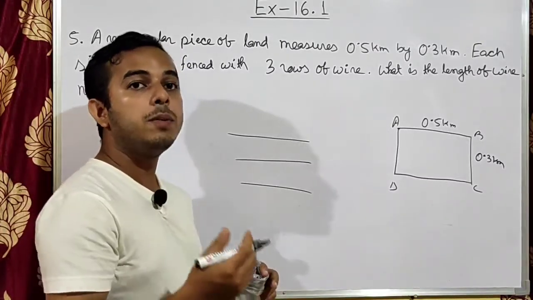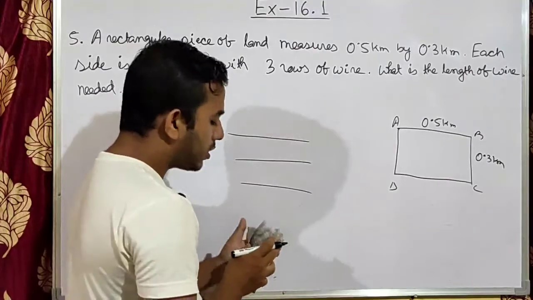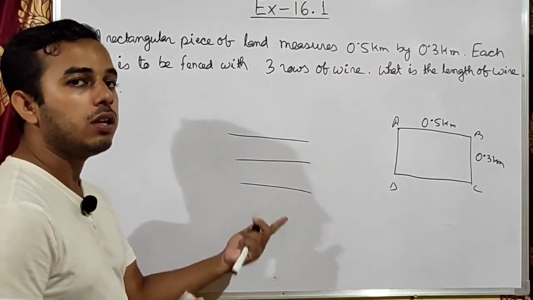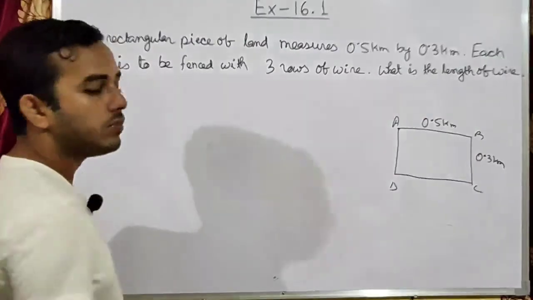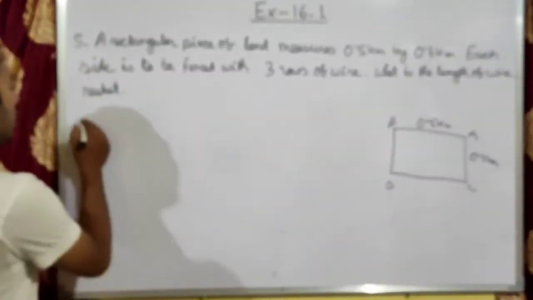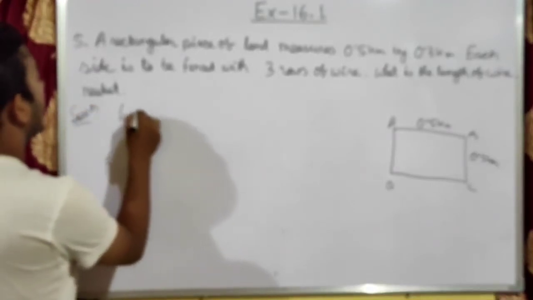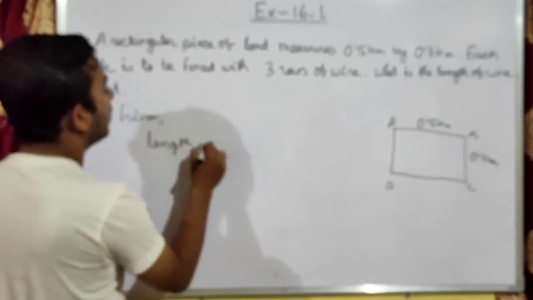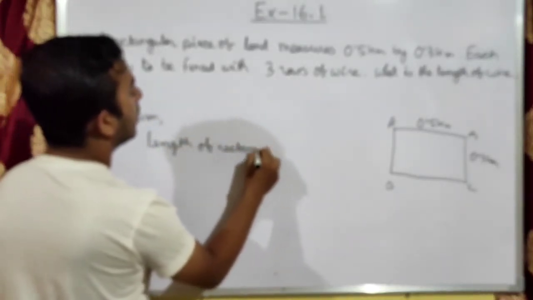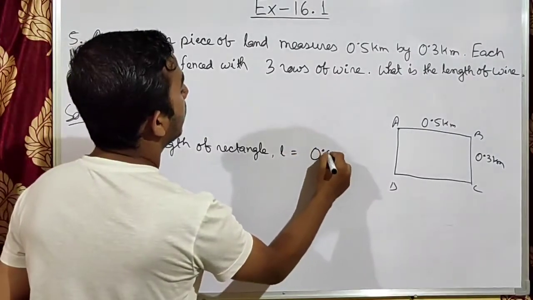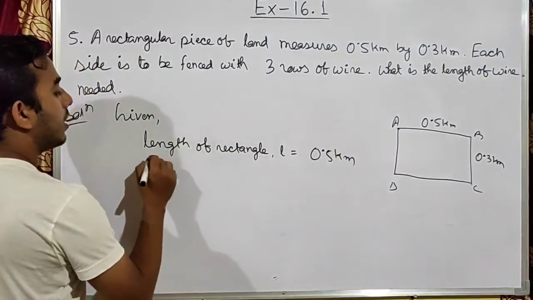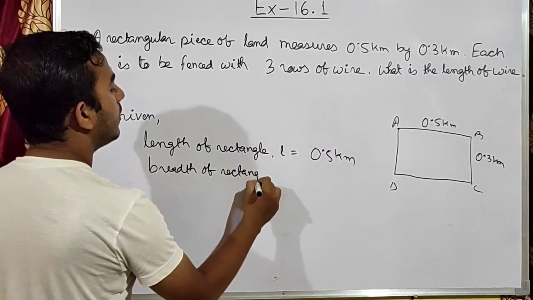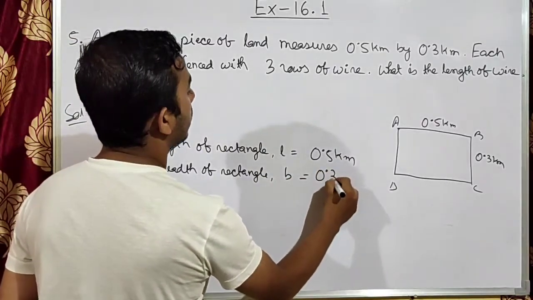That means we have to consider how many perimeters? We have to consider 3 perimeters, right? So first of all let us find one perimeter, and then if we multiply by 3, it will be the total length of the wires. So let's start our solution. Given: length of rectangle, L equals 0.5 kilometer, breadth of rectangle, B equals 0.3 kilometer.